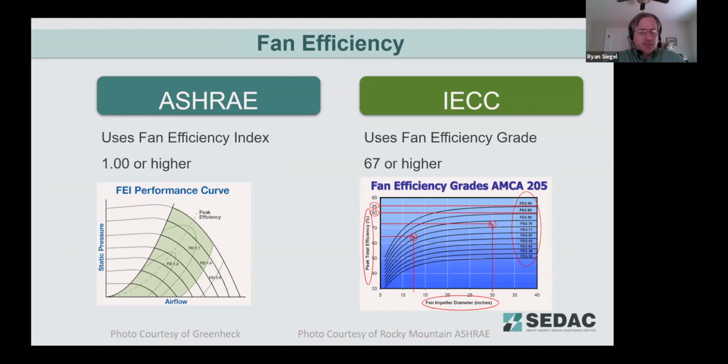As far as fan efficiency, here we get into a little bit of a nuance between the two. ASHRAE is using something called the fan efficiency index, whereas the IECC uses the fan efficiency grade. So a fan efficiency index for ASHRAE, as you can see, can go above 1.0 or 100%. What that's looking at is how it's doing relative to a theoretical reference, whereas the fan efficiency grade tops out at 100.